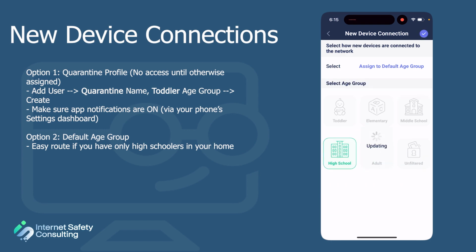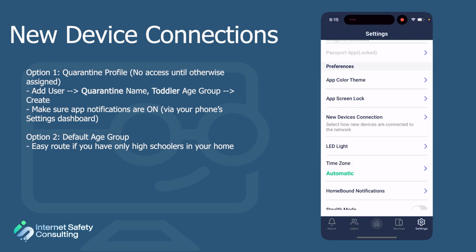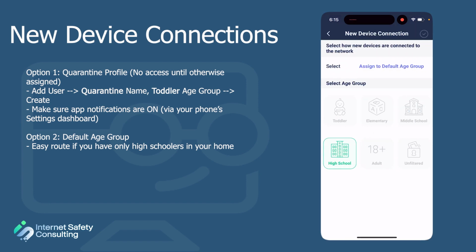Typically, we'd recommend high school or adult. The adult profile will still block explicit content. This will enable your adult guests to be able to have the access they need to your network and not restrict them unnecessarily. You can also choose to go a bit of a hybrid route.